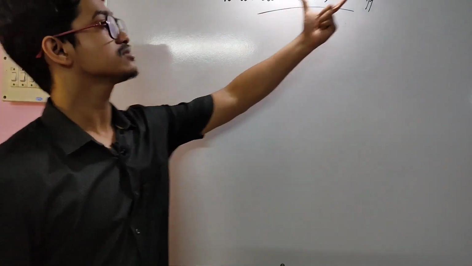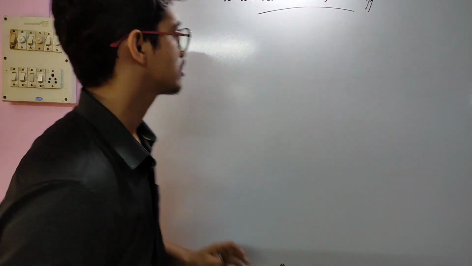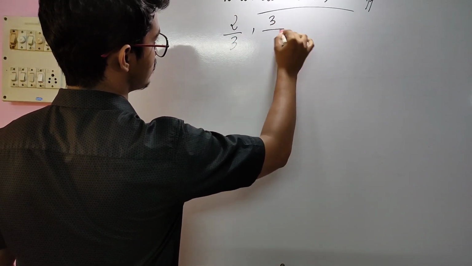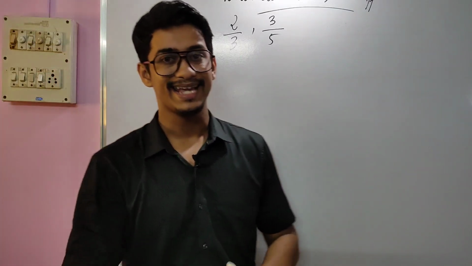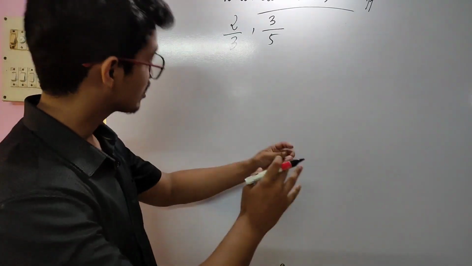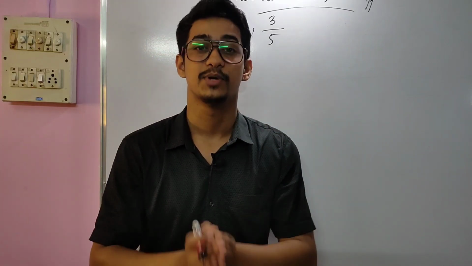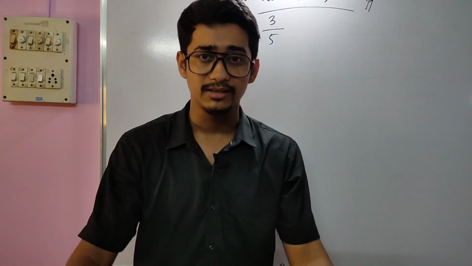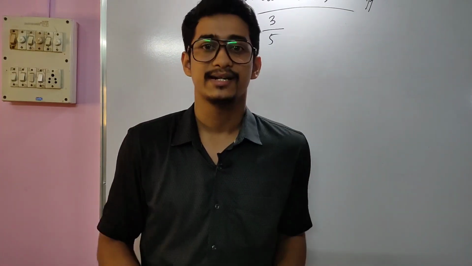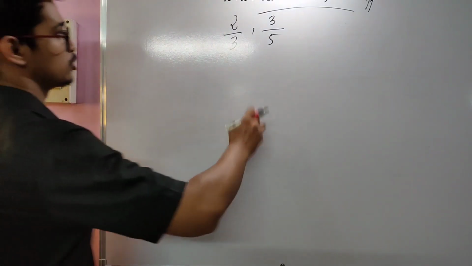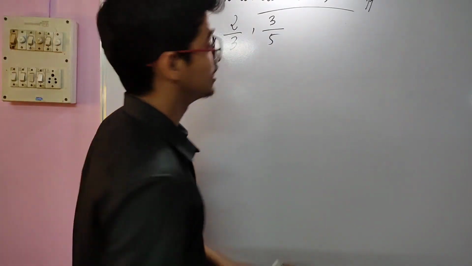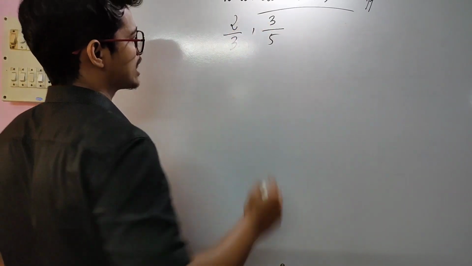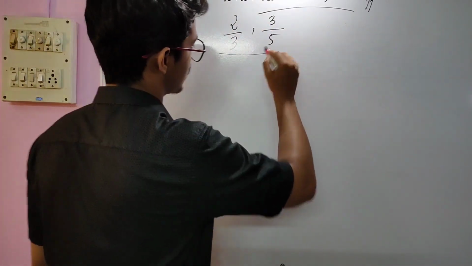Now comes when the denominators are different. Let's say 2 by 3 and 3 by 5. Now comes the main topic of this particular video. So make your attention a little bit better, a little bit more concentrated, because it is more important to understand this topic specially. So 2 by 3 comma 3 by 5 is there, right? So these are what type of fraction? These are unlike fractions.